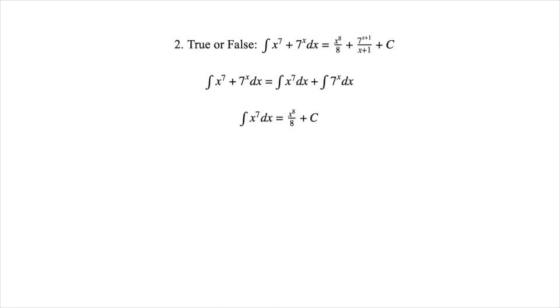The first integral was relatively easy to solve, and I got that the integral of x to the 7th dx equals x to the 8th over 8 plus c. To solve the second integral, I used the exponential rule, saying that a to the x dx equals a to the x over ln of a. Therefore, the integral of 7 to the x dx equals 7 to the x over ln of 7 plus c.